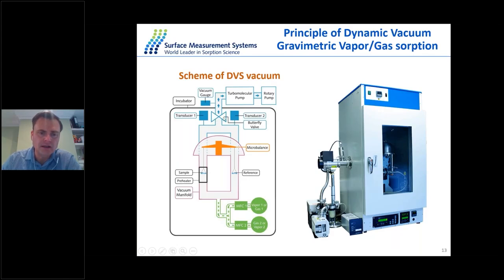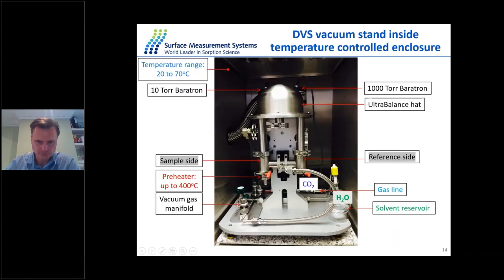Basically, in the static mode, this valve is always closed, and it will work like in the case of volumetric systems. We use mass flow controllers to inject the amount of water or gas molecules into the chamber, and then we wait for the mass equilibrium. So when the pressure drops below a certain pressure, we're going to refill it.